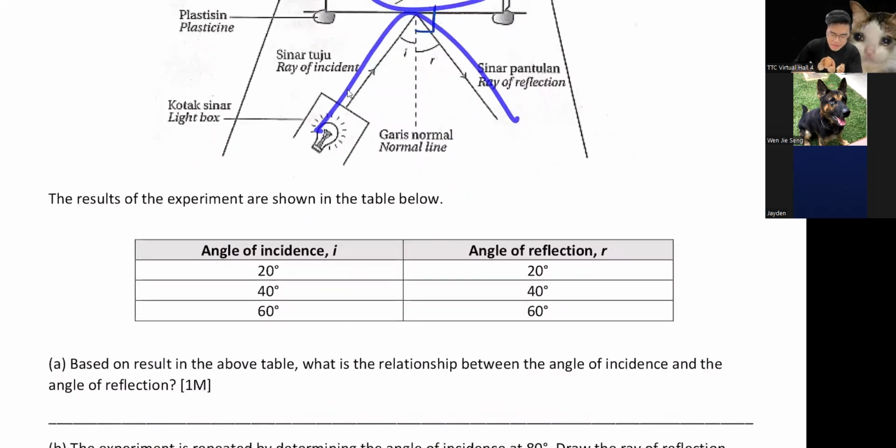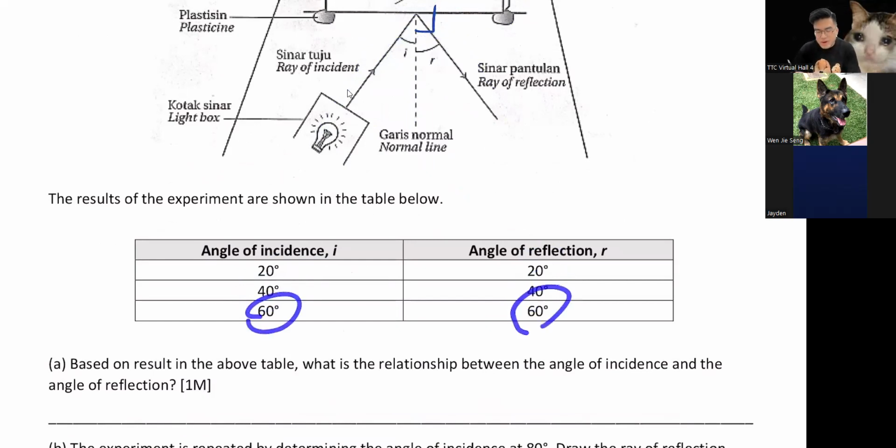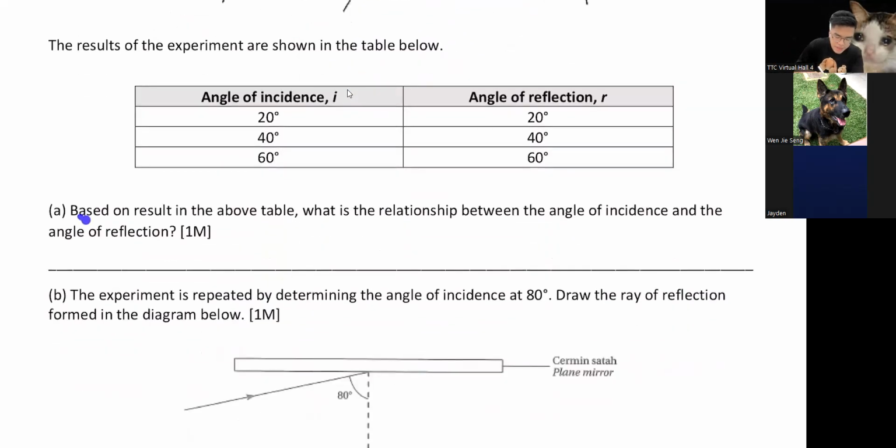As you can see, when my angle of incidence is 20, when I go in at 20 degrees, remember, always measure from the normal line. If I go in at 20, I will come out at 20. If I go in at 40, I will come out at 40. If I go in at 60, I will come out at 60. You get the point. Like I said, this is the law of reflection. Angle of incidence is always equal to the angle of reflection.